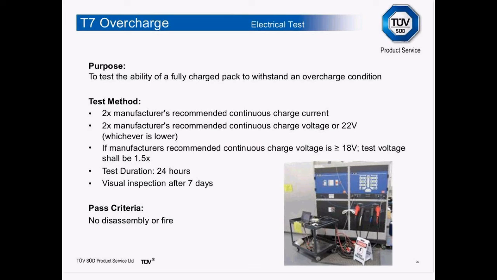The voltage is set to either 2 times the manufacturer's recommended continuous charge voltage, or 22 volts, whichever is the lower of the two. If the recommended continuous charge voltage is greater than 18 volts, the test voltage ratio is reduced to 1.5 times rather than 2 times. Again, the test duration is 24 hours. After 7 days, a visual inspection is performed, and during the test and at the completion of tests, no disassembly or fire shall occur.